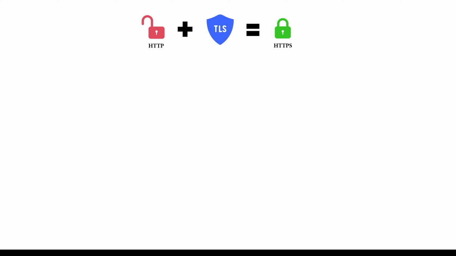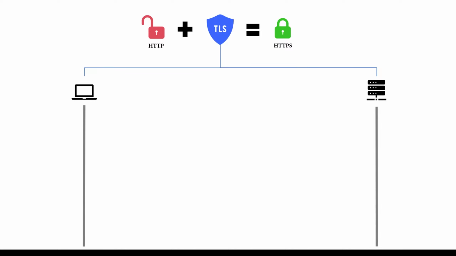Technically speaking, HTTPS is not a separate protocol. It is an extension over HTTP with TLS encryption on top of it. But what is TLS? TLS is a cryptographic protocol that provides end-to-end security of data sent between applications over the internet.